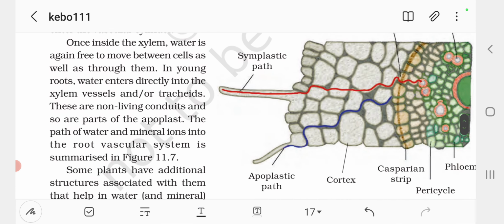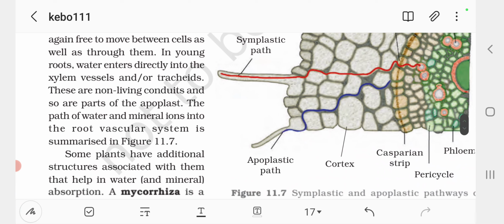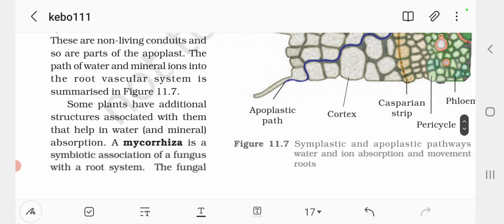Once inside the xylem, water is again free to move between the cells as well as through them. In young roots, water enters directly into the xylem vessels and or tracheids. These are non-living conduits and so are parts of the apoplast. The path of the water and mineral ions into the root vascular system is summarized in figure 11.7.